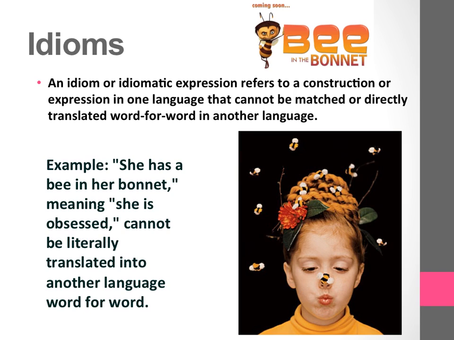Idioms are another piece of figurative language. It usually refers to an expression that can't really be matched or directly translated word for word in another language. For example, she has a bee in her bonnet does not literally mean there are bees in her bonnet. Instead, it means that she's obsessed and she can't really put that away until she gets it done. And she keeps talking about it over and over again. So it can't really be translated into another language word for word. If they literally translated bee in her bonnet, people would be picturing just that, a bee caught in her hat.